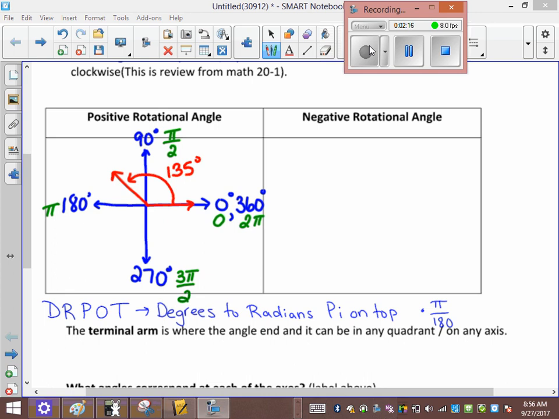So I have to draw my initial, I have to draw my terminal, and I have to draw which way I'm going, right? So I know that that's actually in the positive direction. Whenever you go to the left, it's in the positive direction. Now, can you convert that to radians for me? Use your calculator, convert to radians.